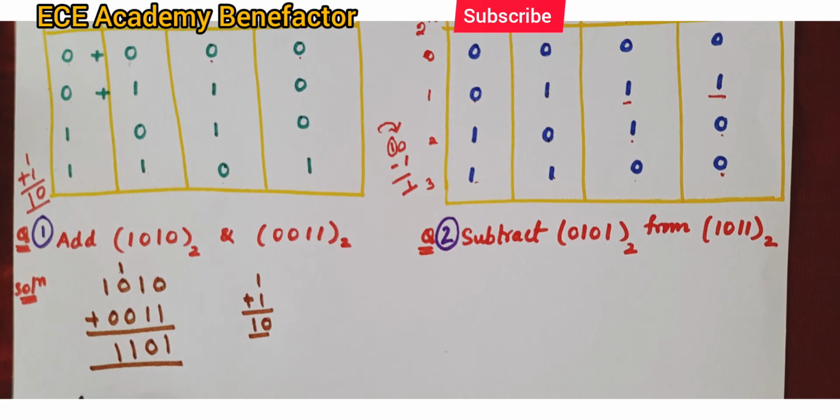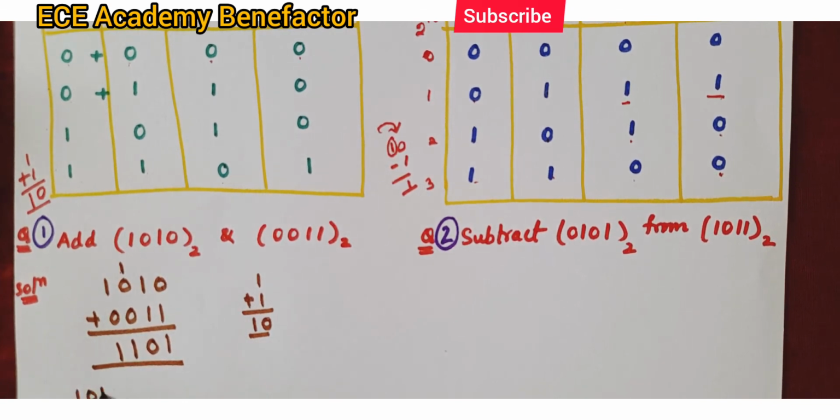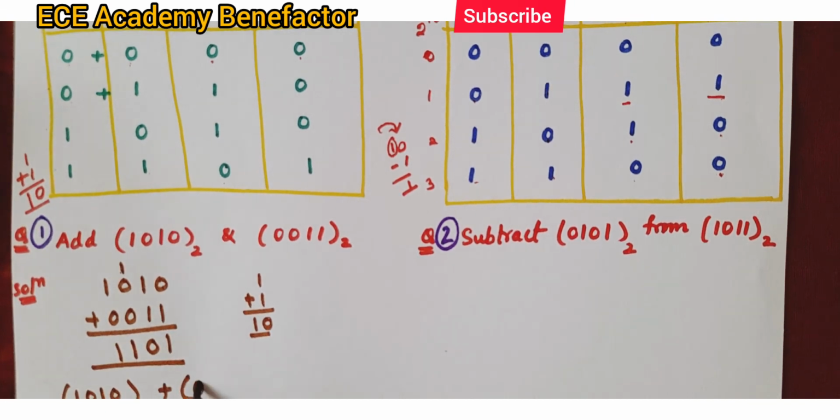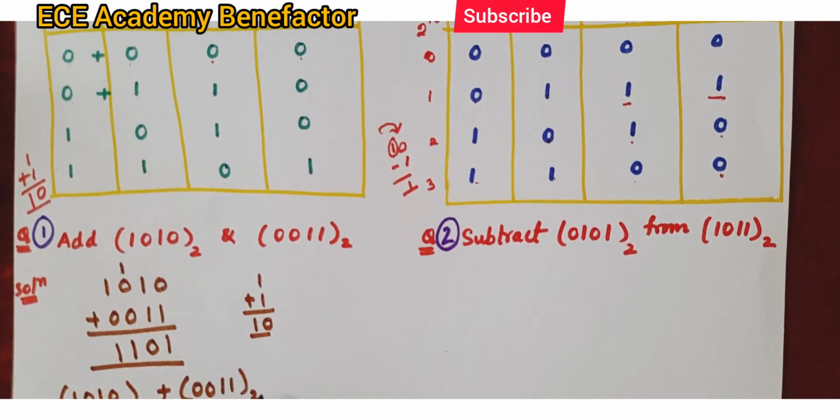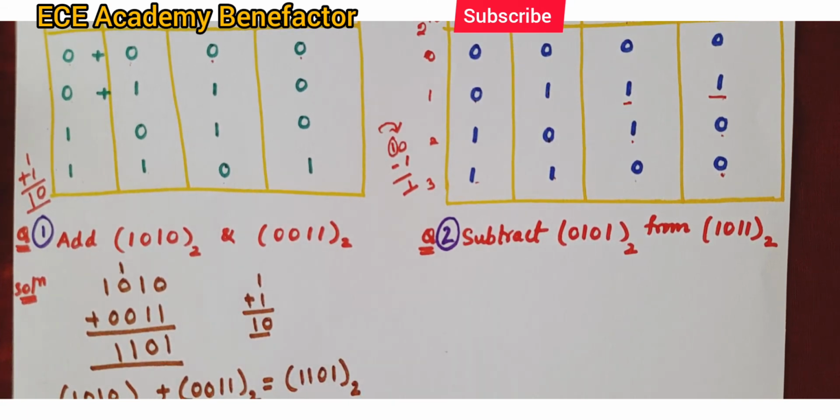Okay. So by adding 1010 binary with 0011 binary, we are getting the answer as 1101. Okay, 1101. Let us do the second problem.